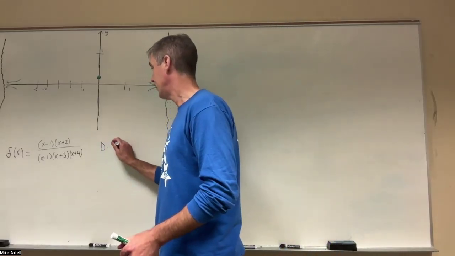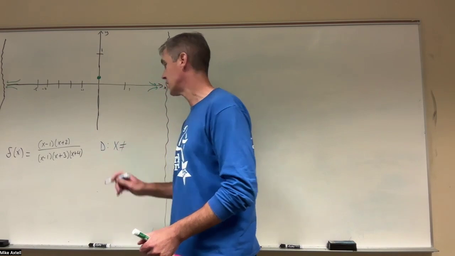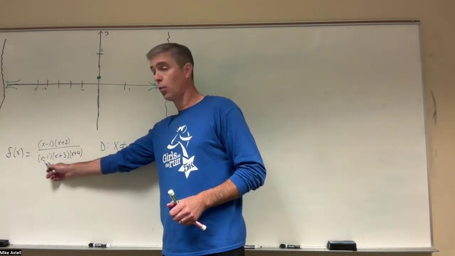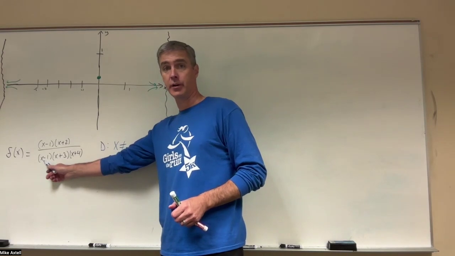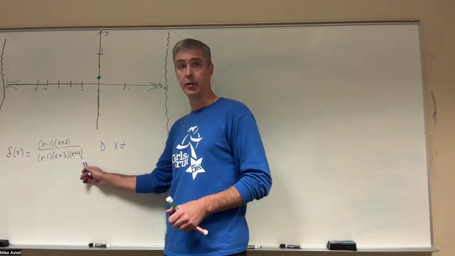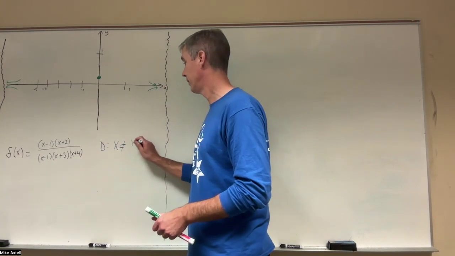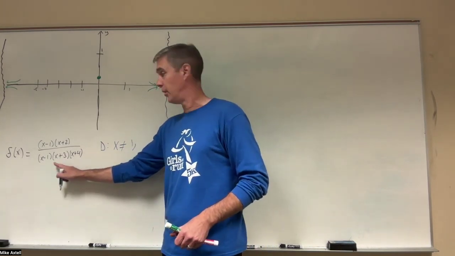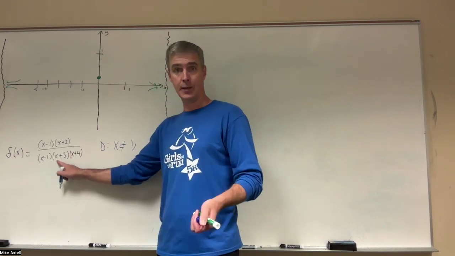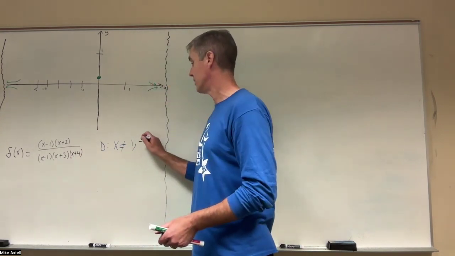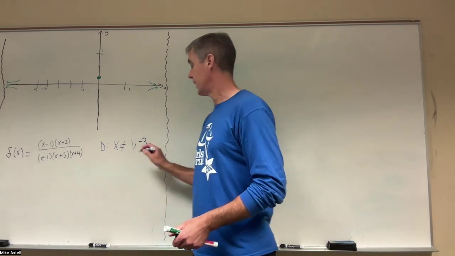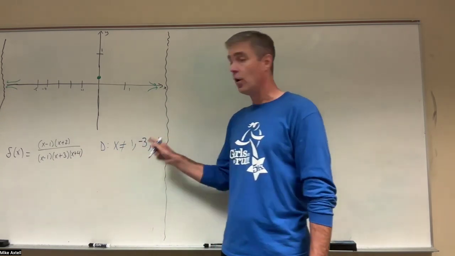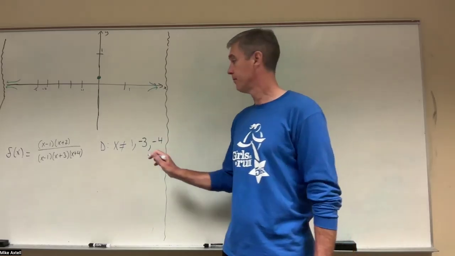So for the domain, the x values I cannot allow are x equals 1, which would make the first factor 0, and then 0 times anything is 0. So that gives me a 0 in the denominator. x equals -3 would make the second factor 0, and multiplying anything by 0 keeps it at 0. So -3 is no good. And then x equals -4 is similarly no good. So those are my 3 trouble spots.